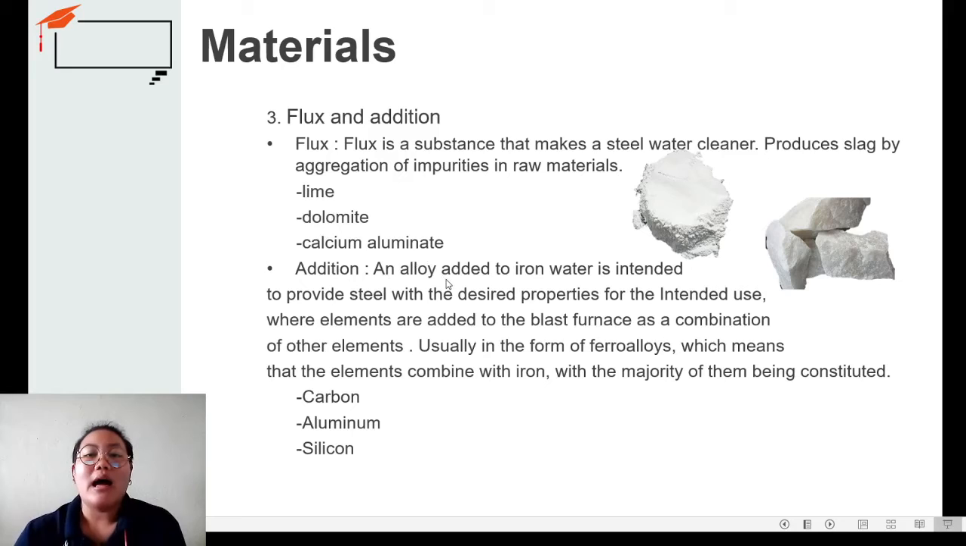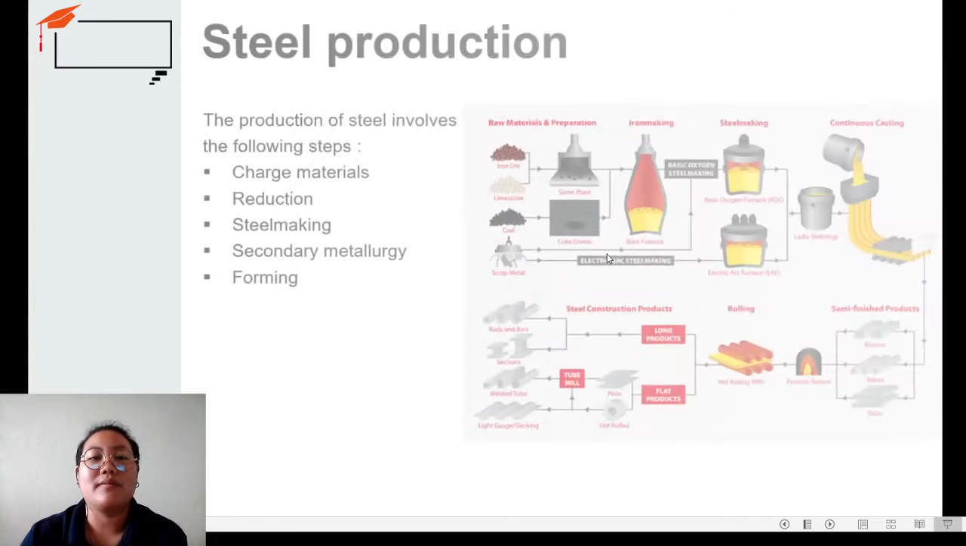Addition. An alloy added to molten iron is intended to provide steel with the desired properties for the intended use, where elements are added to the blast furnace as a combination of other alloying elements, usually in the form of ferroalloys, which means the element is combined with iron, like carbon, aluminum, and silicon.